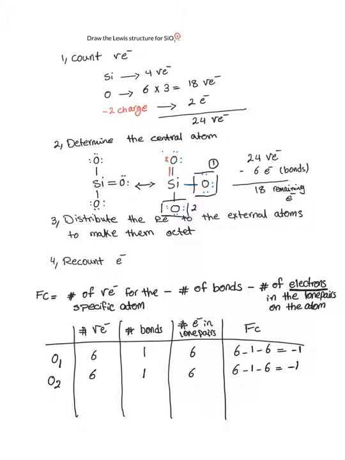Now for oxygen number 3, it has 6 valence electrons. You'll see 1 and 2 bonds connected to that, and the number of lone pairs, 1 and 2, each has 2 electrons, so overall 4 electrons. The formal charge for that oxygen would be 0.